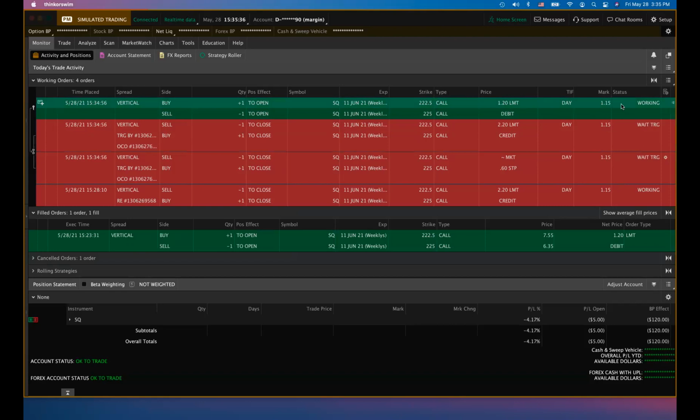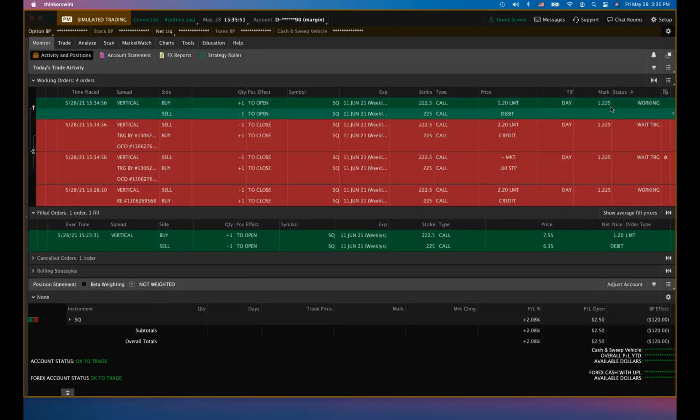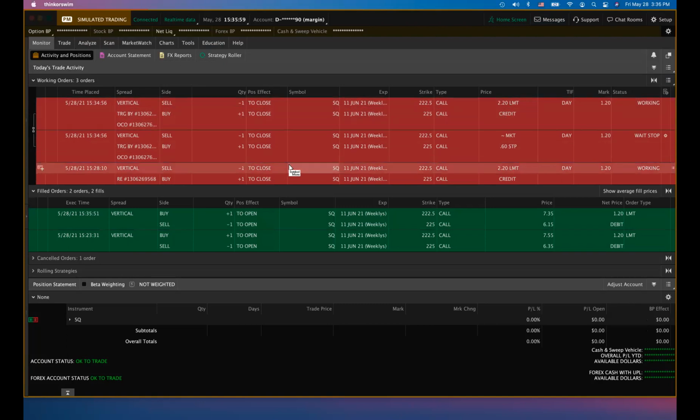right now I can see that the mark is $1.15. It's reducing, so maybe the price of Square is coming back down. Yep, that's true. That's why it's reducing. Okay. Oh, it just got filled. Remember, we're live, so we just got filled. How much did we get filled at? We got filled at $1.20, right?